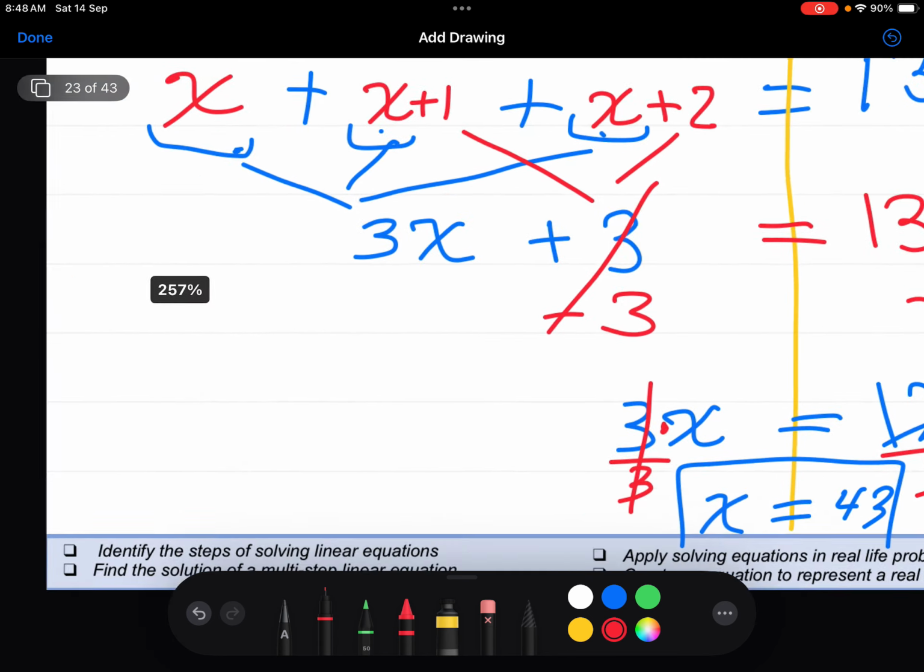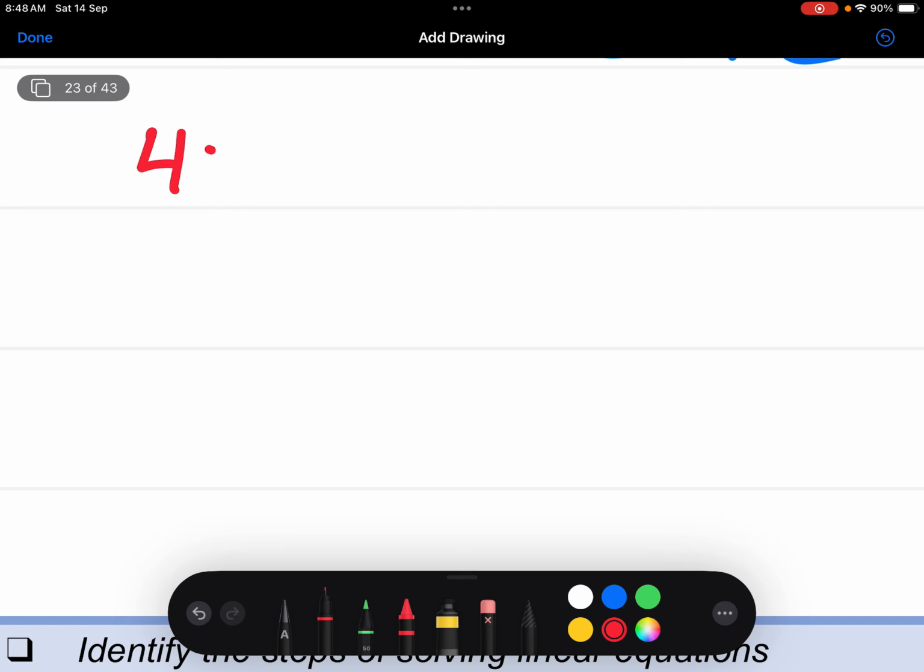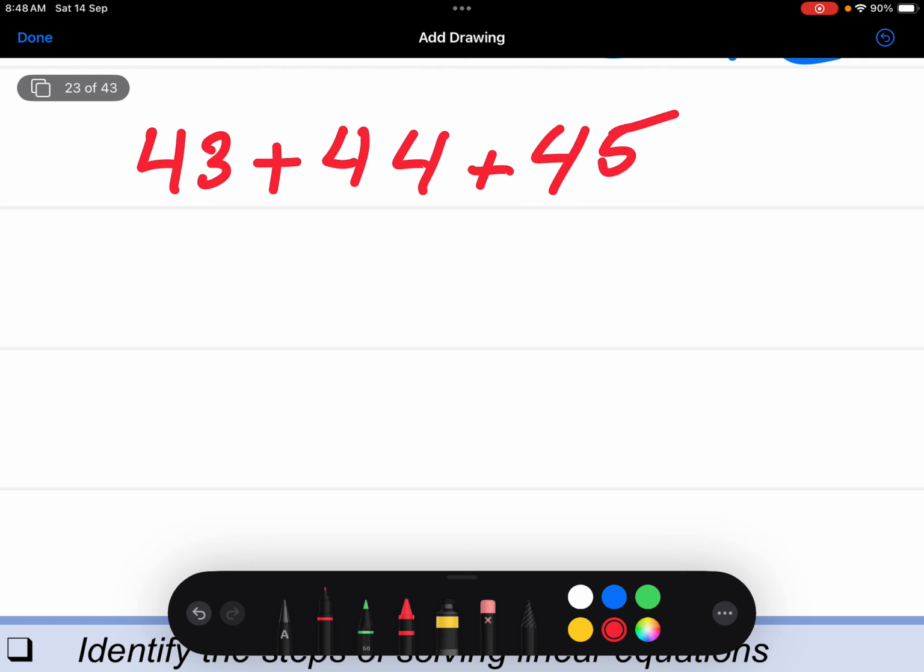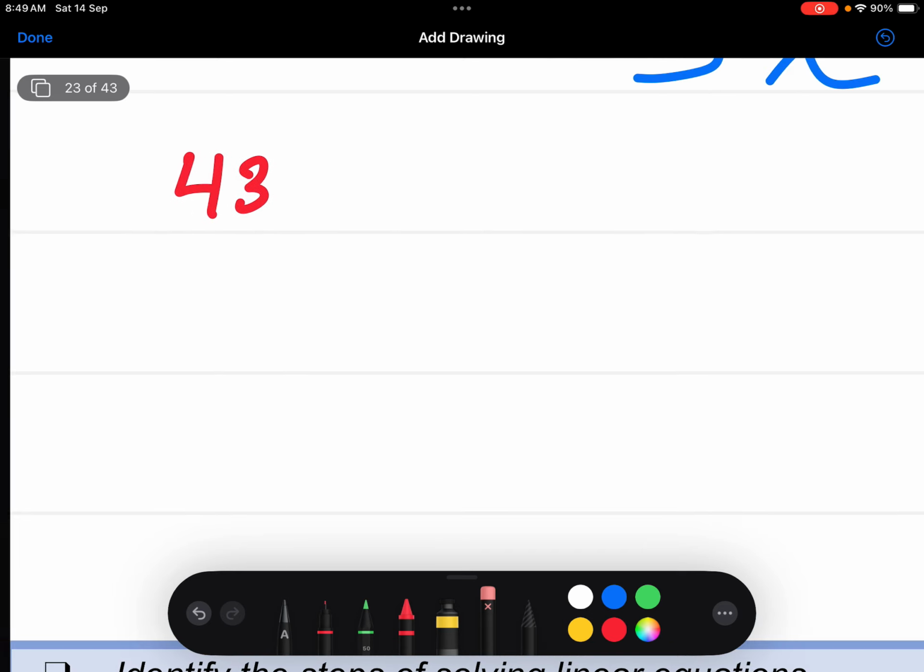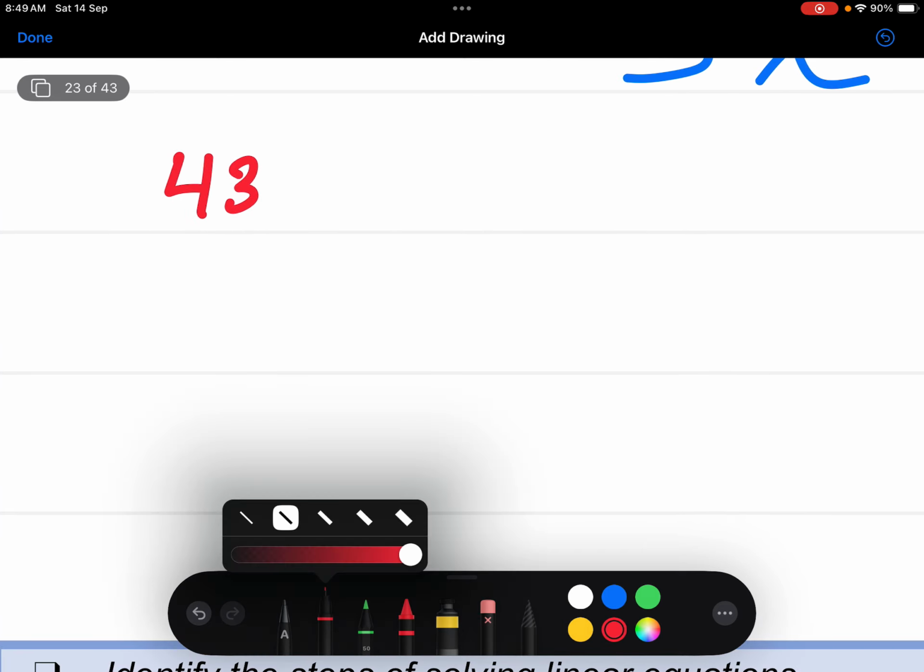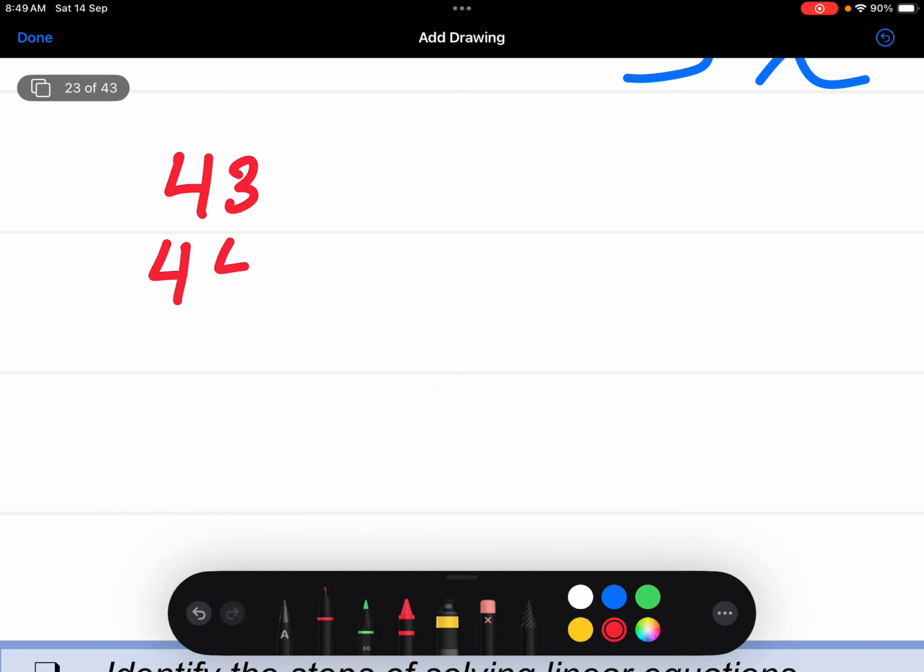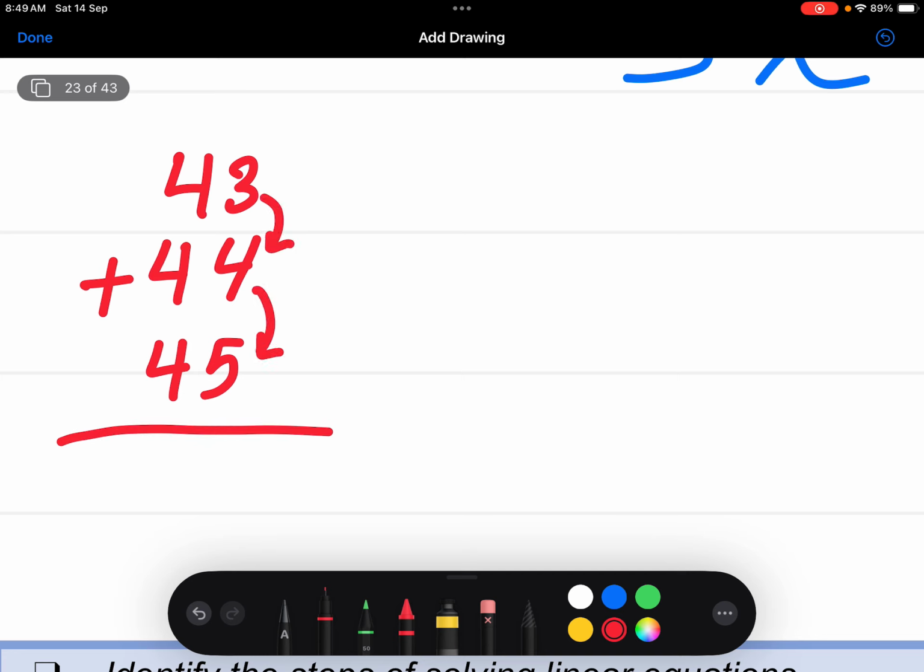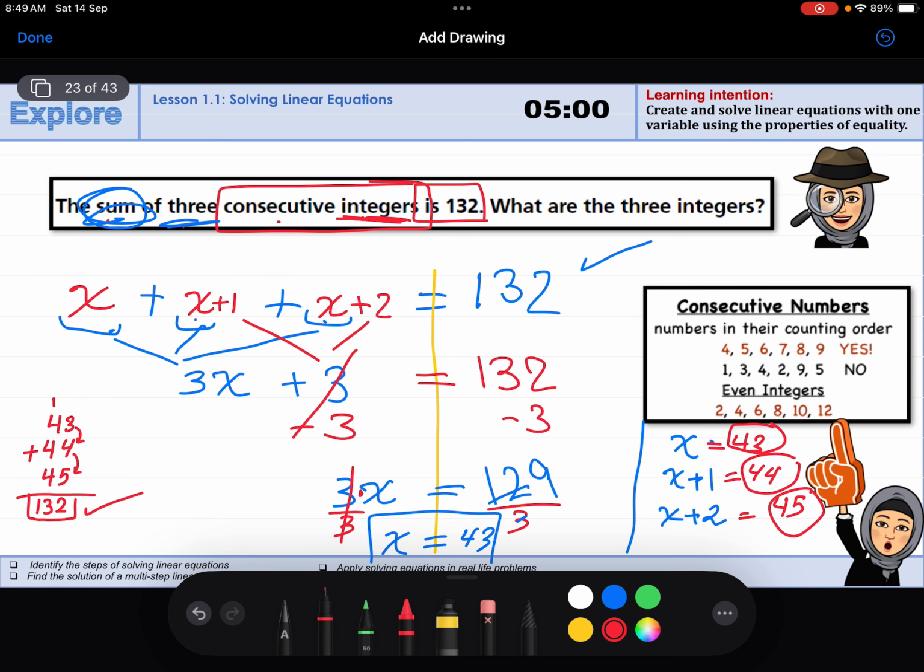Let's double check here in the corner. So I want to add 43 plus 44 plus 45. These are my 3 consecutive numbers that I found. Let's add them up. I will just line them up over each other. It's going to be easier for me to work with. Okay, so 44 and then 45. Let's add them up. 3 plus 4 is 7. 7 plus 5, it's 12. 2 down, 1 up. 4, 3 times is 12 plus 1, it's gonna be 13. So yes, they add up to 132, and yes, my answer is correct.